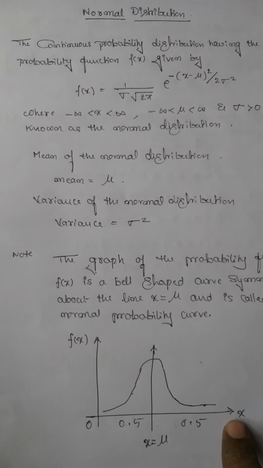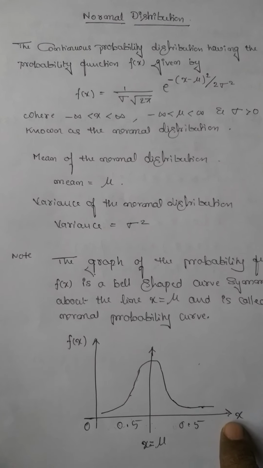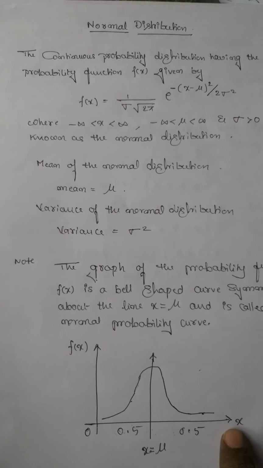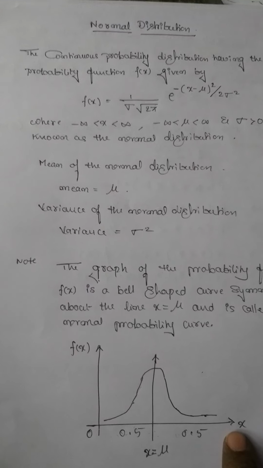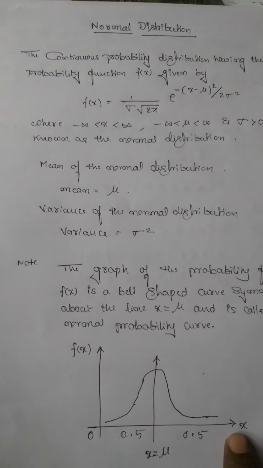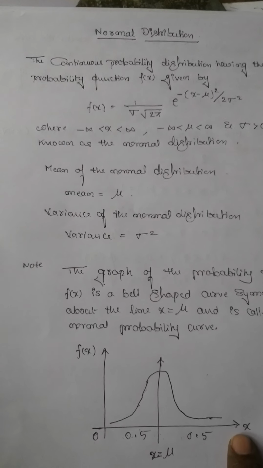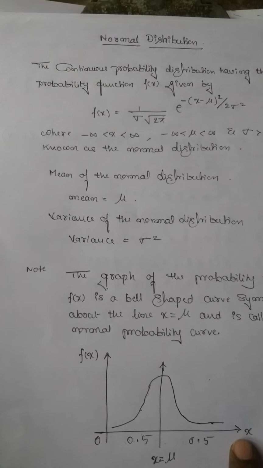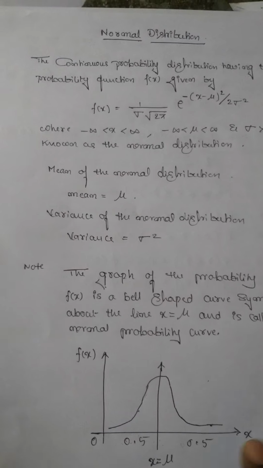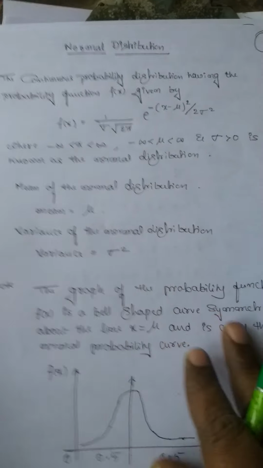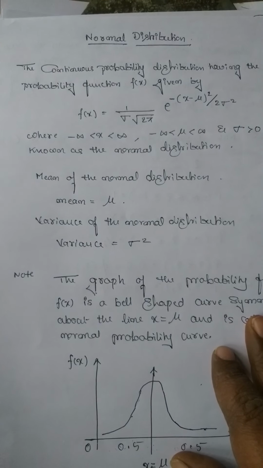The continuous probability distribution having a probability function f(x) given by f(x) = 1 divided by sigma root 2 pi times e to the power minus (x minus mu) whole squared divided by 2 sigma squared, where x lies between minus infinity and infinity, mu lies between minus infinity and infinity, and sigma is greater than 0, is known as the normal distribution.